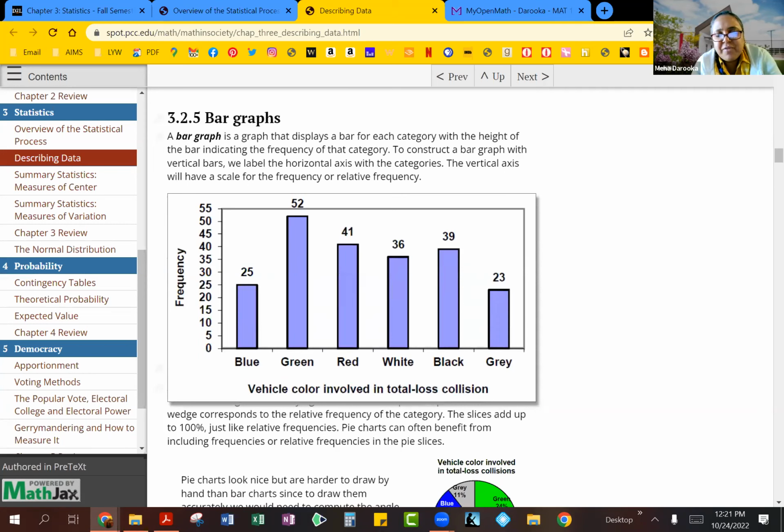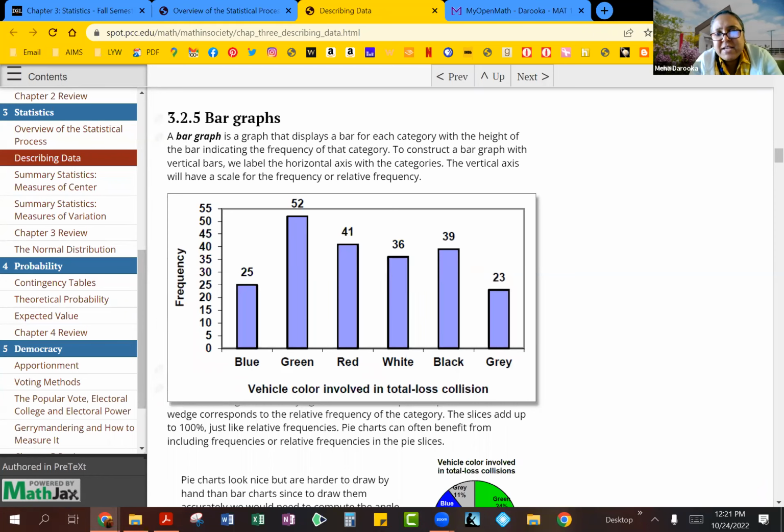So you will see our frequency axis, the vertical y-axis, has been started at 0, and we go all the way up to 55. So we can make sure that that 52 has a place to go in there. And then based on the frequency, you of course get the height of your bars. So how tall your bar is going to be is based on the frequency for that category.